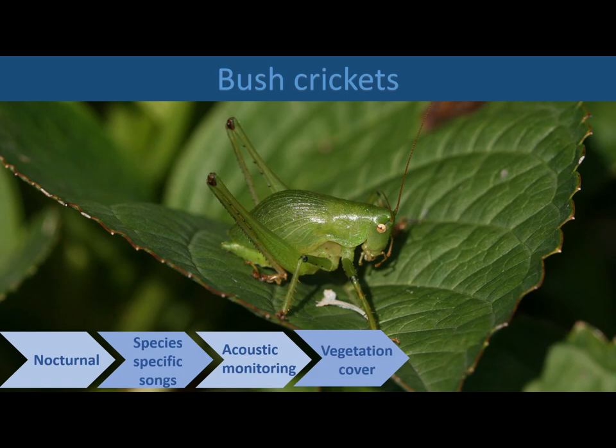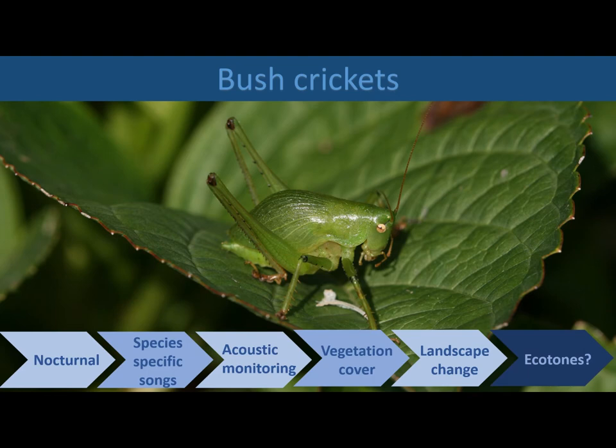Now, bush crickets also vary in accordance with vegetation cover, because they rely on vegetation for oviposition sites to lay their eggs, to call from, as well as to camouflage. As I mentioned, they're highly cryptic. It's also known that landscape transformation and habitat alteration changes the assemblage of bush crickets in the environment. So, that brings us on to ecotones. How does a changing ecotone in a landscape, between either a natural or an anthropogenic ecotone, impact, firstly, the distribution of bush crickets, and secondly, the soundscapes within these areas of transition in the landscape?